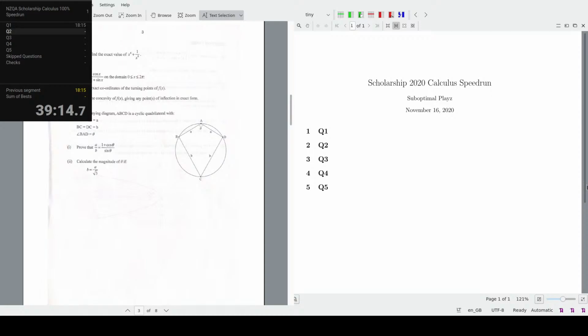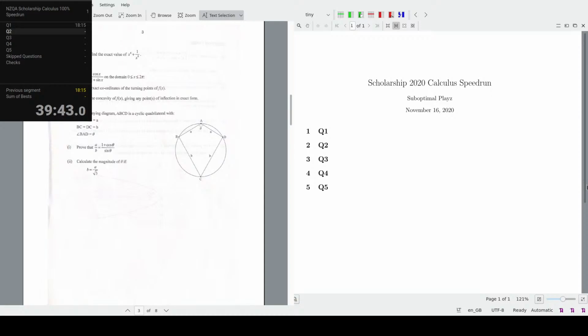So the points of inflection are pi on 2, 0, and also 3 pi on 2, 0. Alright, and it just says discuss the concavity of f of x giving any points of inflection in exact form. So I think I've done that.